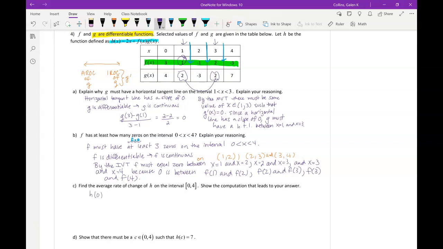So h of 0, I'm just going to take my function h from the top. You don't need to draw this arrow in your work. I'm just doing it for illustration. And I'm going to substitute 0 everywhere I see an x. So this becomes f of 0. I am going to put a dot there so I don't forget that I'm multiplying, times g of 0. I'd strongly encourage you to write it that way first.